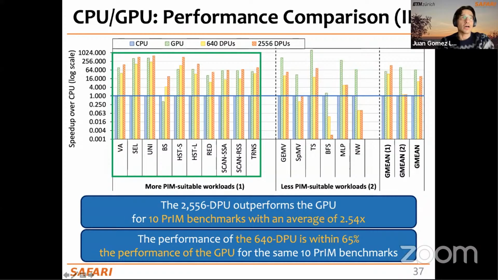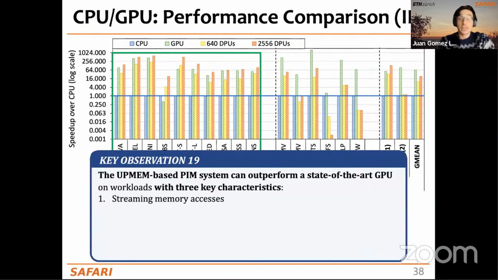So in the end, regardless of the number of DPUs in the system, there are some workloads that are more naturally suitable for the UPMEM-based PIM system than others. And these 10 workloads have 3 key characteristics. The first one is that they use streaming memory accesses. And the good thing about this is that, as you may remember from our microbenchmarking lecture, when using streaming memory accesses we can exploit more bandwidth between MRAM and WRAM.